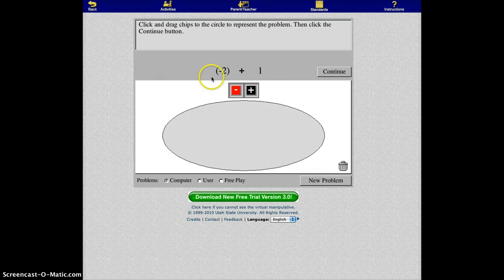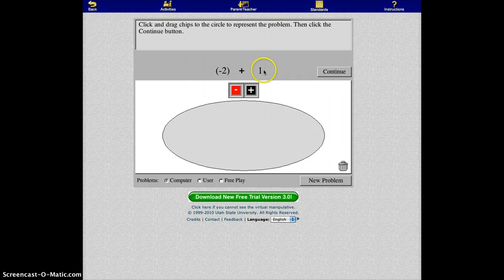This helps students with adding positive and negative numbers, which is really helpful because it can be hard for students to understand that adding a negative is the same as subtraction. So this helps them visualize it and also play around with it.